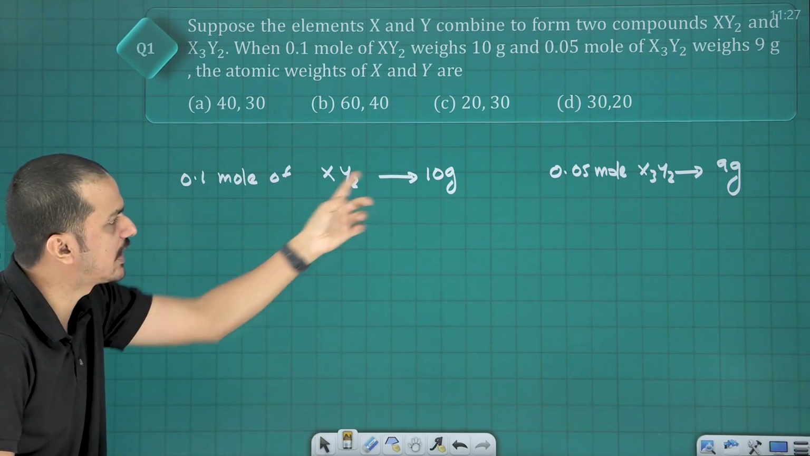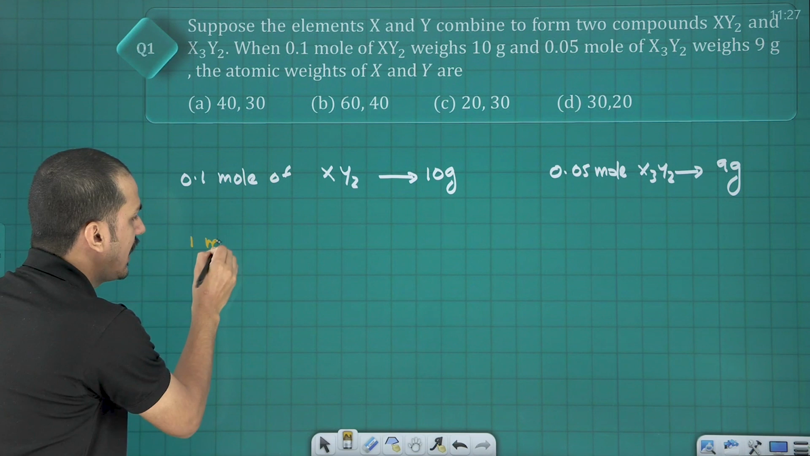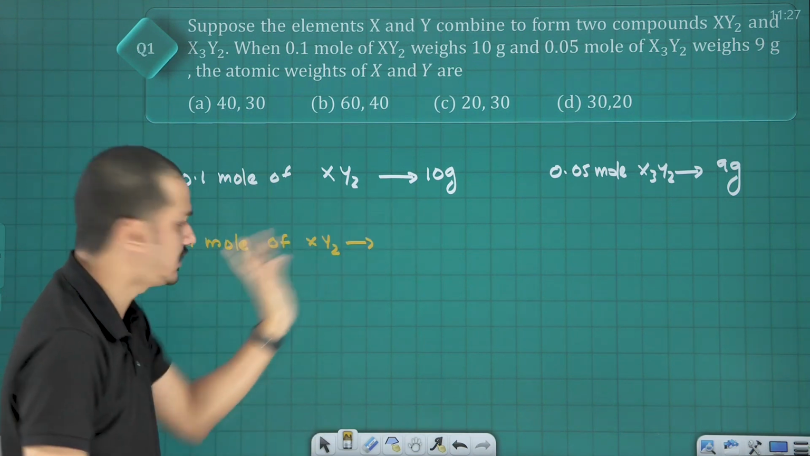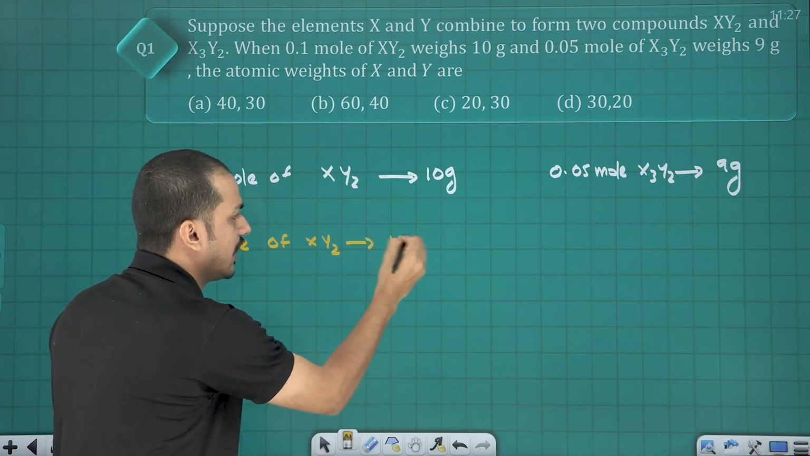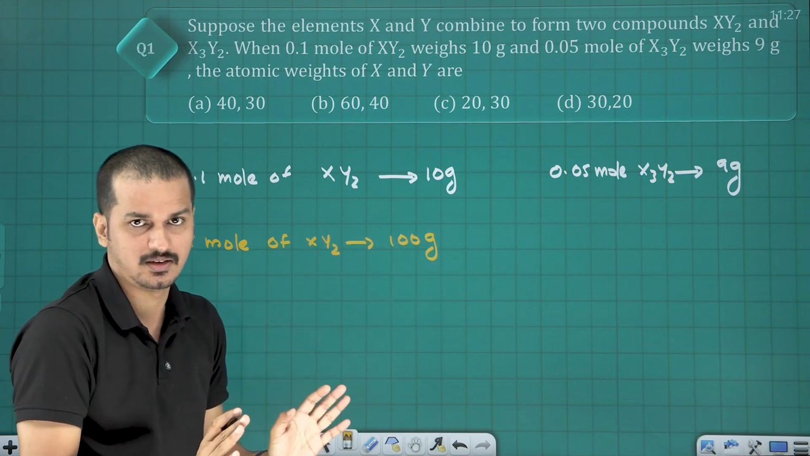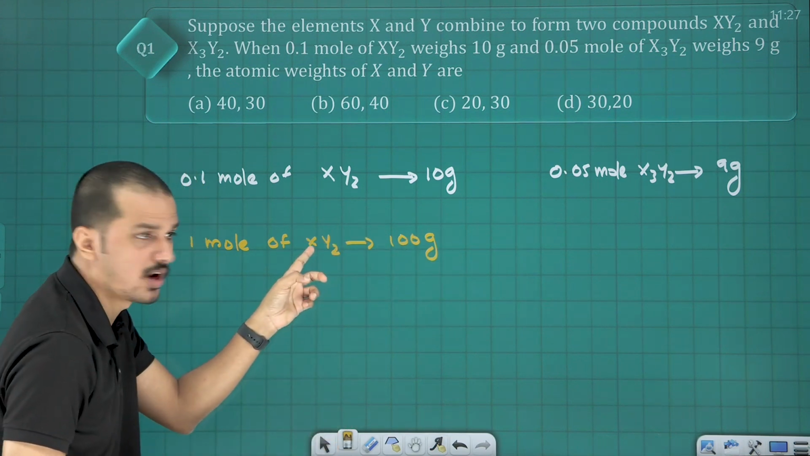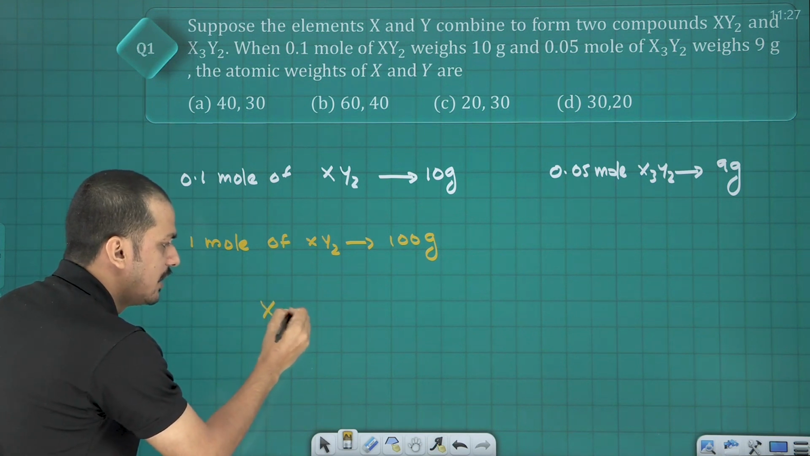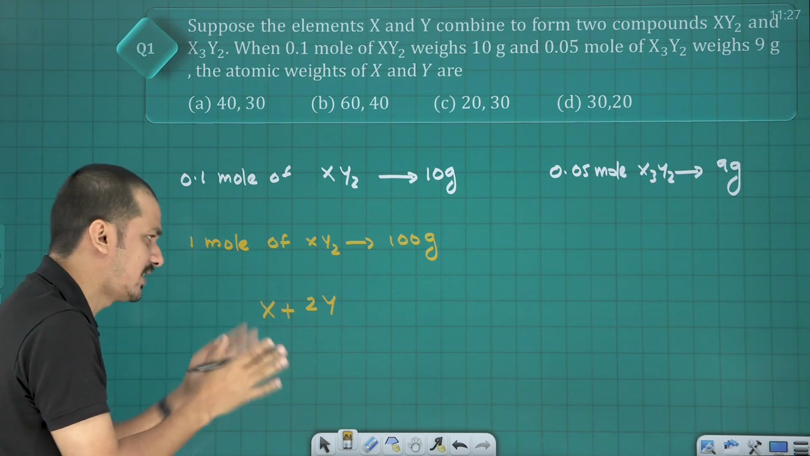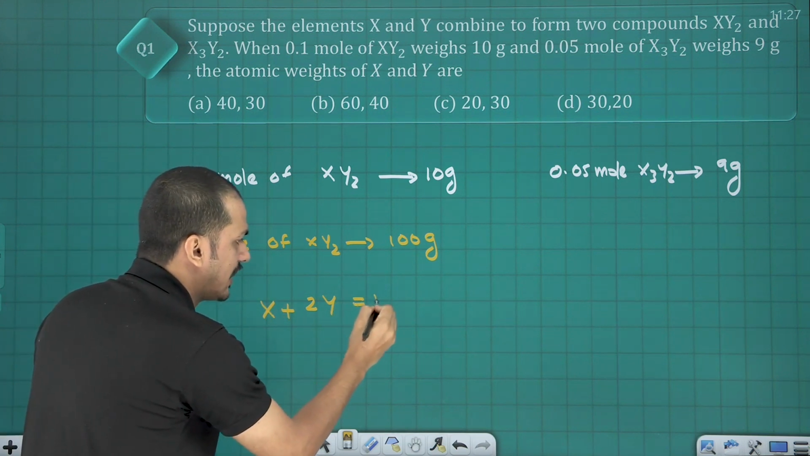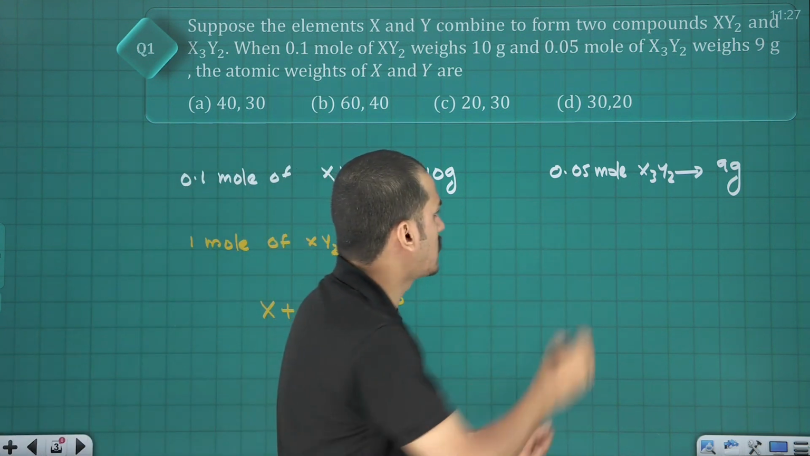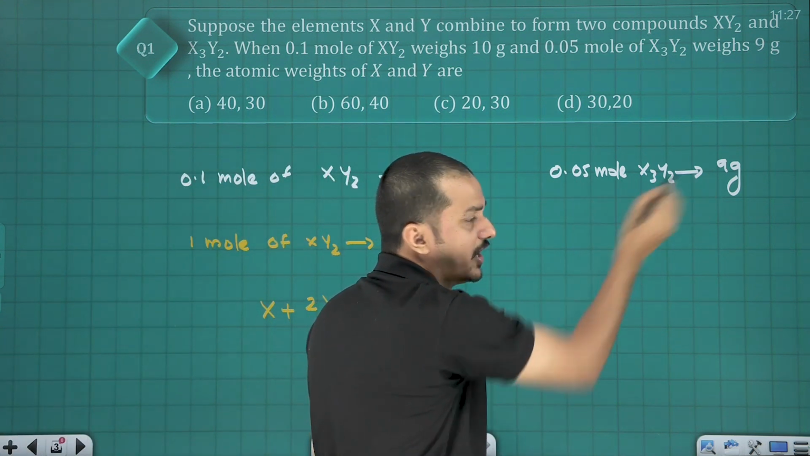So 0.1 mole of XY2 is 10 gram, which means 1 mole of XY2 is 100 gram. 1 mole of any substance, that is what is called molar mass. So how can I calculate the molar mass of XY2? Mass of X plus mass of Y into 2, 2 times Y. I am taking the mass of X as X, mass of Y as Y. That is equal to 100. One equation I will get from here. The same way, from here also I will get another equation. What's the equation? 0.05 mole X3Y2 is 9 gram.